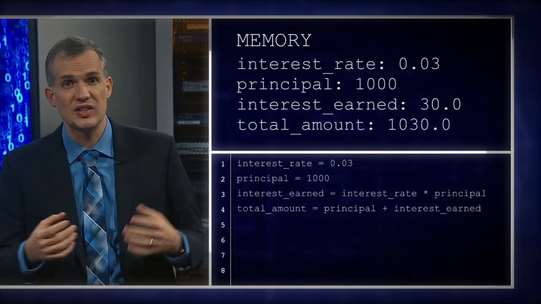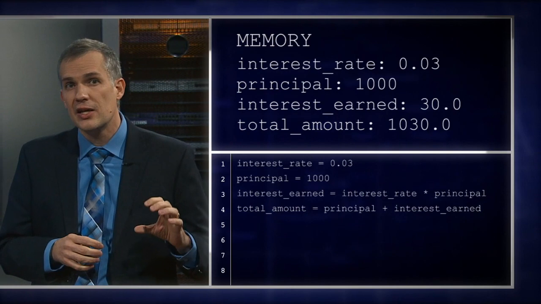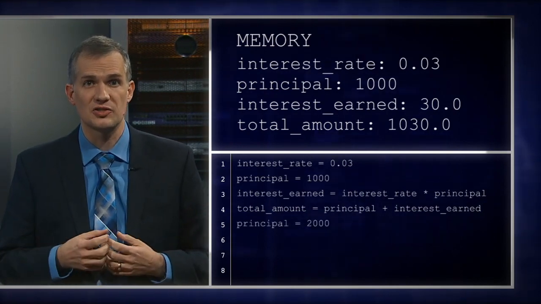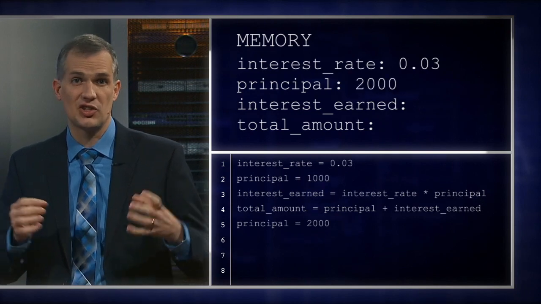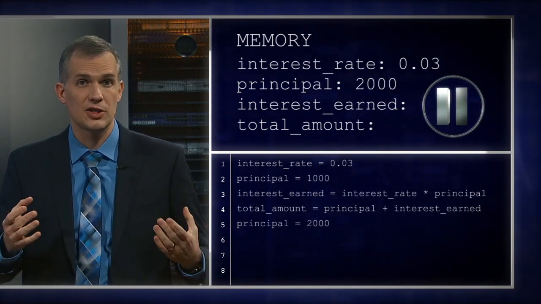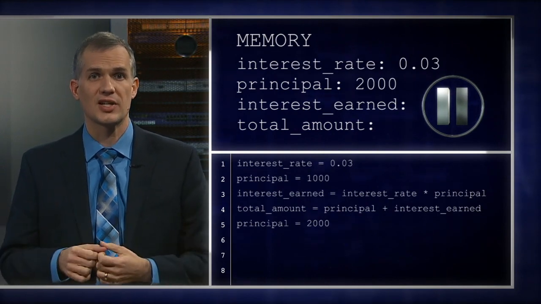So let's figure out this next one together. If we add one more statement on, setting principal to 2,000, that will obviously change the value stored in principal. Now, what happens to interest earned and total amount in this case?